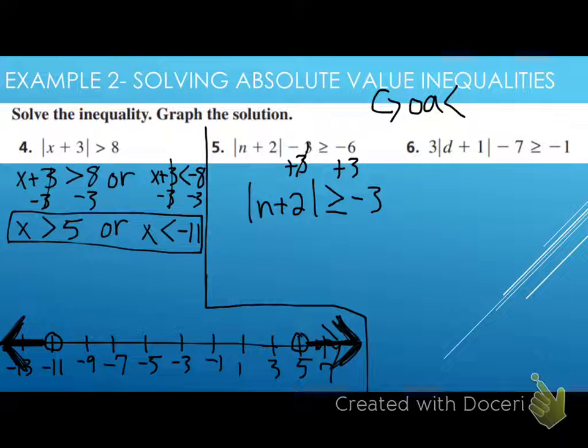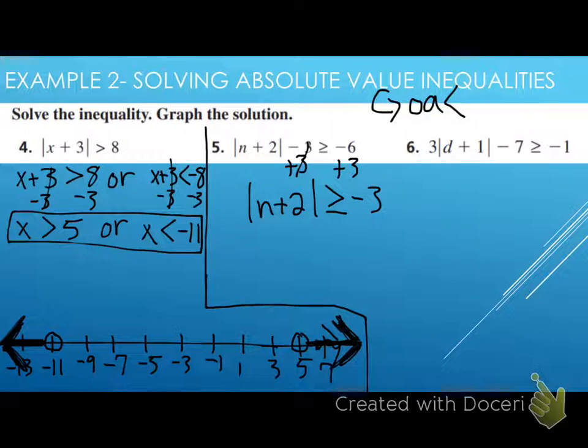Okay? Is my absolute value now by itself? Yeah, it is. Nothing's going on outside the absolute value, is it? No. So it is by itself. Now what can I check? The C value. What is my C value? Negative 3. Is that greater than 0? No, it is not. It is not greater than 0.